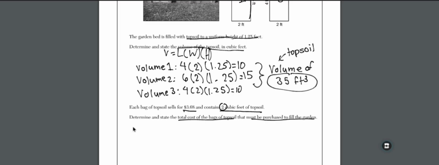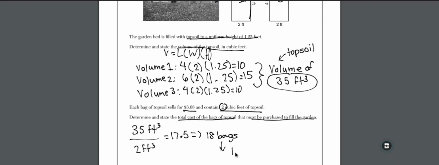So I need to determine the number of bags. I'm going to do 35 cubic feet divided by 2 cubic feet, and I'm going to get 17.5. People would have the tendency to say, oh, it's going to be 17 bags. No, it has to be 18 bags because I need to fulfill that half. That half will not be fulfilled with the 17. I would rather have more than have less and not enough. So I have 18 bags.